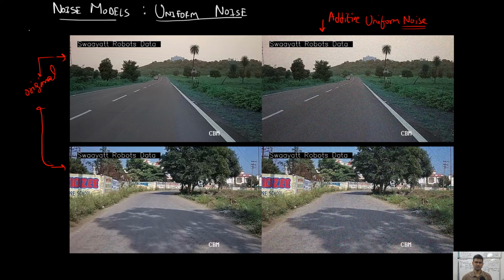So as we have seen, the additive uniform noise looks something like this, where F is the original image signal, and epsilon is a small noise with a uniform distribution, and our I of x, y is the resultant image. So this is our original image signal, and this is our final corrupted image.